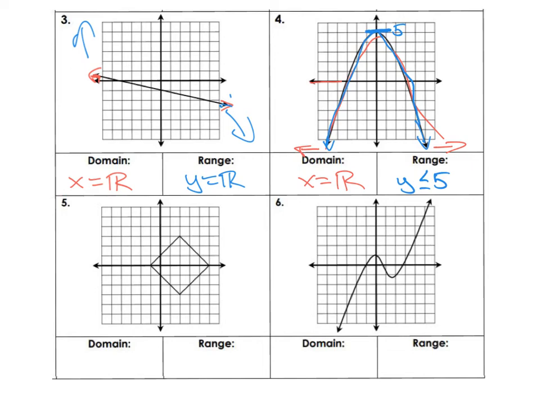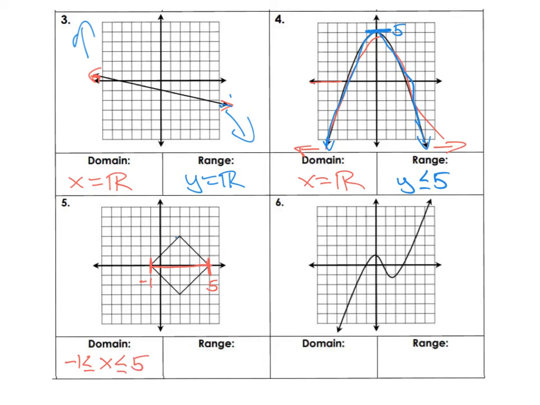Okay, look at the domain for this one. Look at x going left and right. So there's an inequality. It looks like that's starting at negative 1, goes out here to 1, 2, 3, 4, 5. So our domain starts at negative 1. So x is greater than or equal to negative 1, but less than or equal to 5.